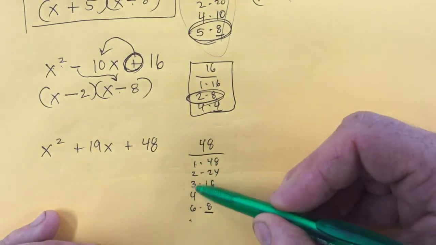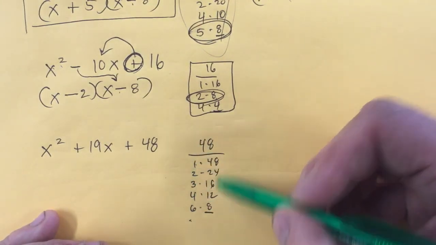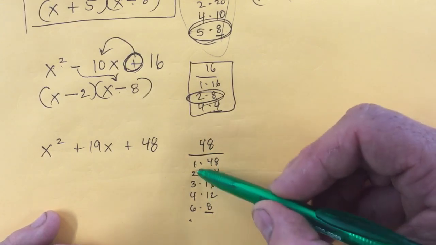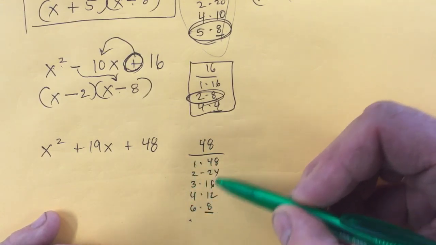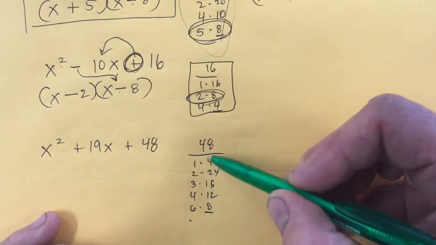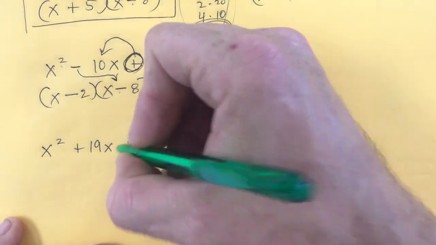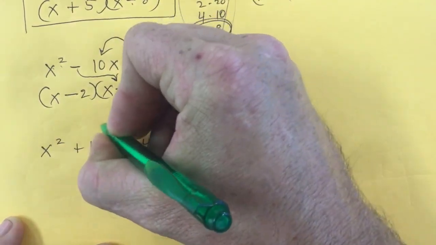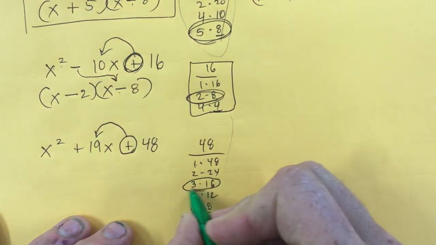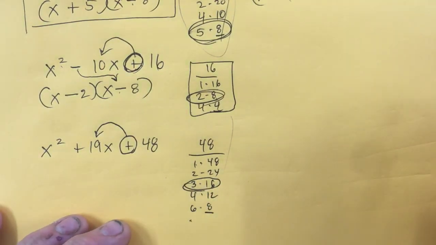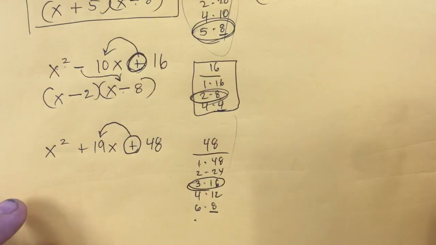You just go 1, 2, 3, 4, 5, 6, 7, 8. You keep going until you get to a number on this side. Okay? So there's all my possibilities. Now look at them and figure out which ones add and get 19. They have to add and get 19 right there. 3 and 16. There's my numbers. They add up to 19.